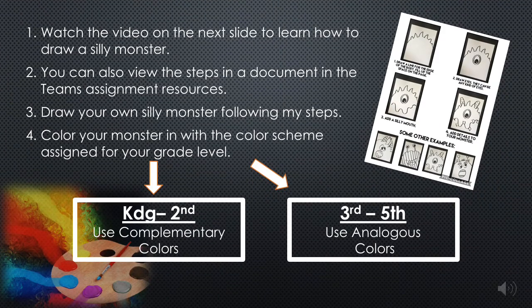Watch the video on the following slide for simple step-by-step directions on how to draw your silly monster. I have also attached a document with steps in the assignment resources for you to view, if that is easier to see and do later. Draw your own silly monster and then color it with the assigned color scheme for your grade level. Kindergarten through 2nd will use complementary colors, and 3rd through 5th grade will use analogous colors.